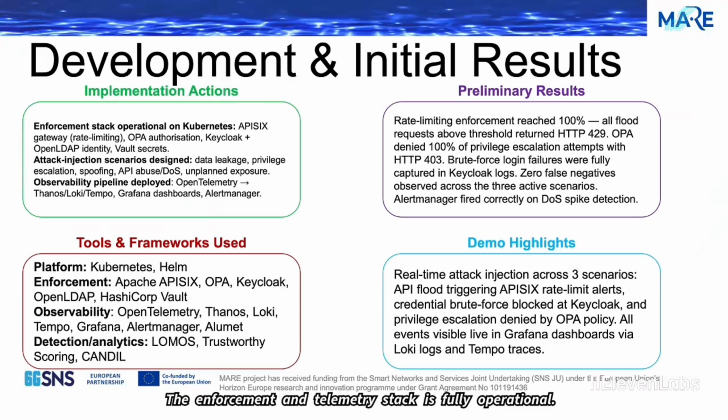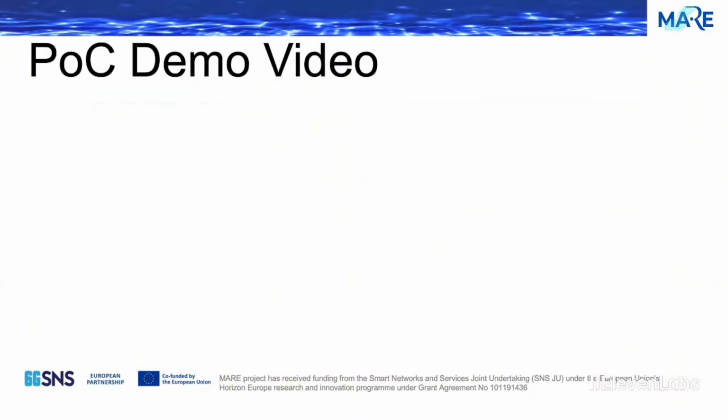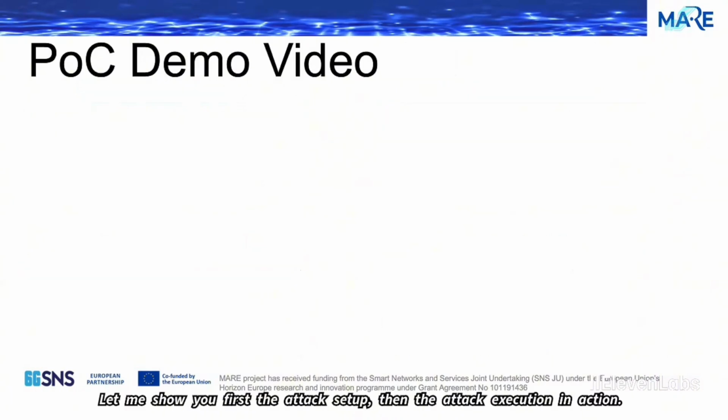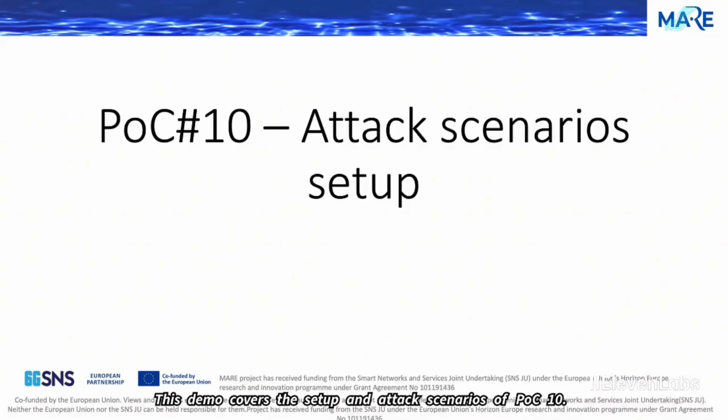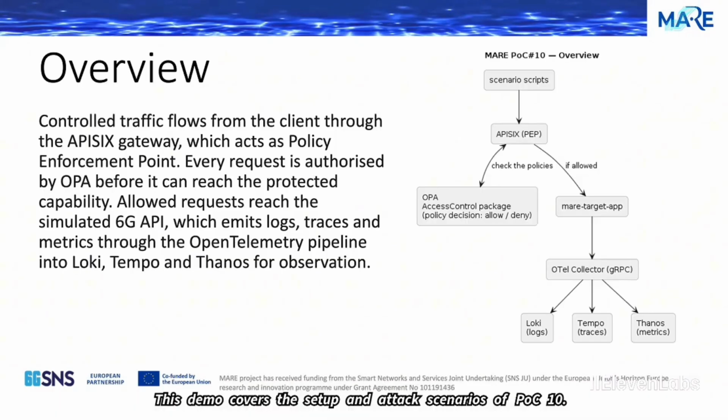The enforcement and telemetry stack is fully operational. 3 attack injection scripts are active. APISIX and OPA are deployed and enforcing. Rate limiting triggers 429s under flood conditions. OPA blocks privilege escalation with 403s. Brute force failures appear in Keycloak logs. The demo video shows these scenarios in action. Let me show you first the attack setup, then the attack execution in action. This demo covers the setup and attack scenarios of PoC 10.